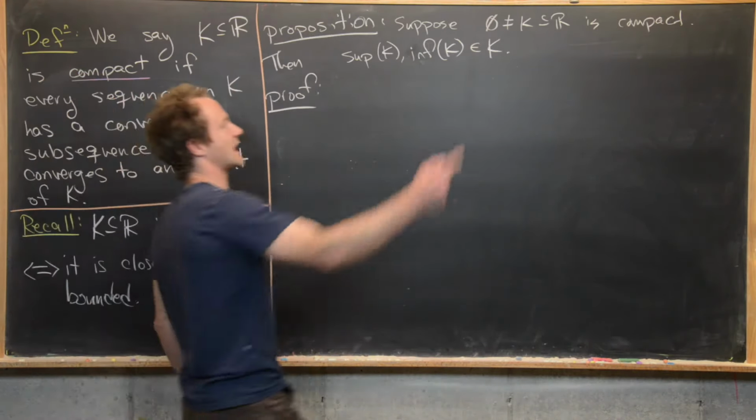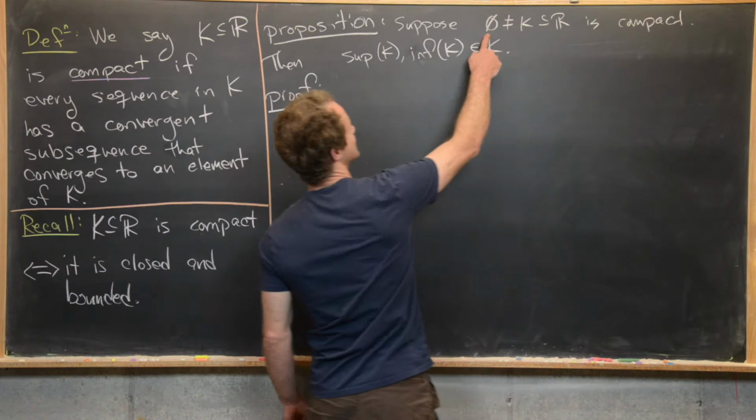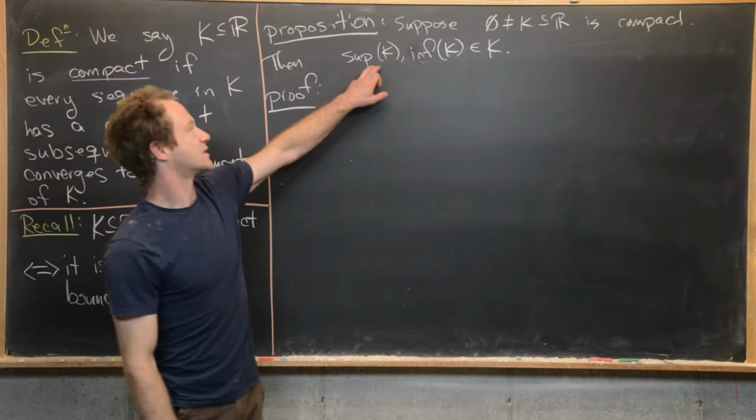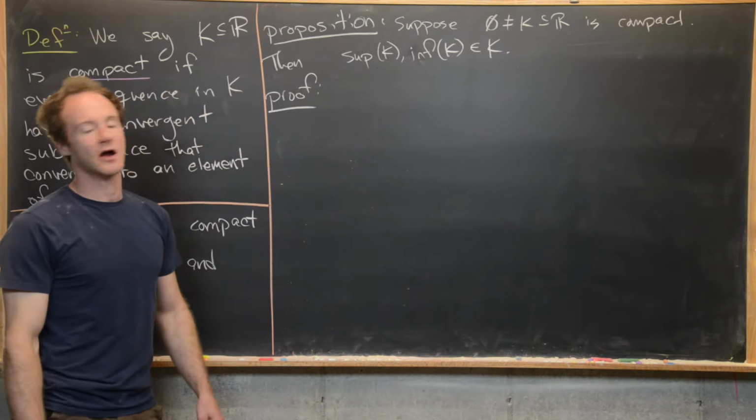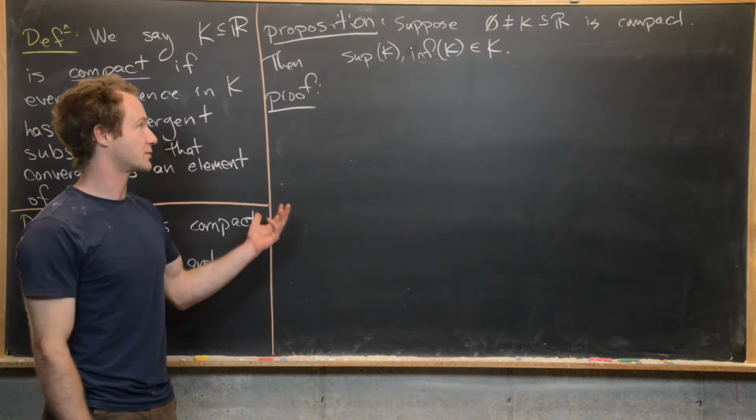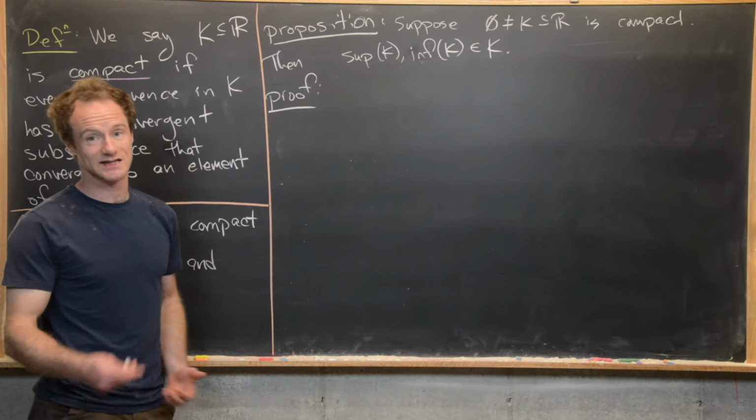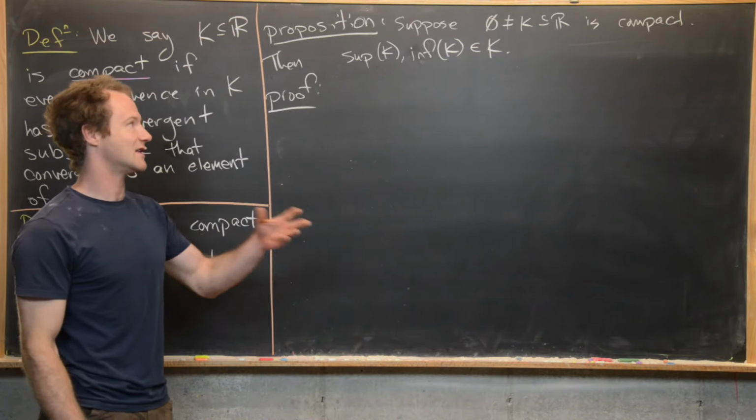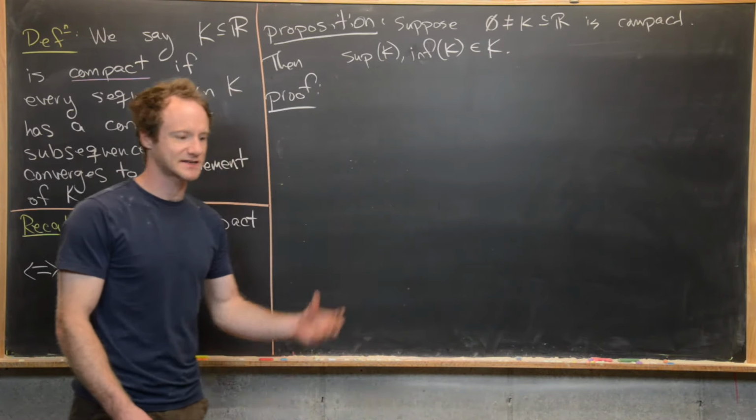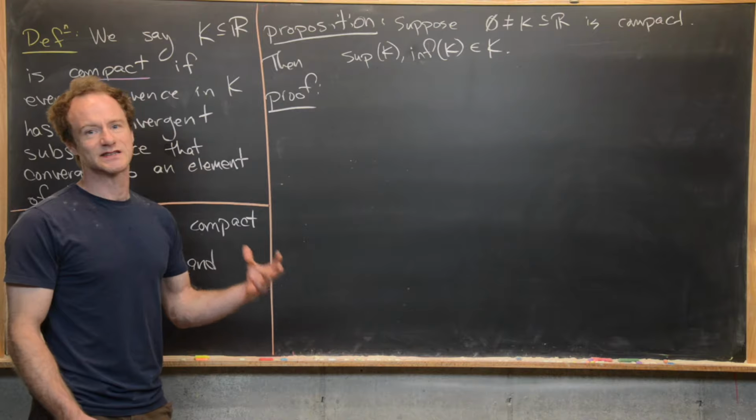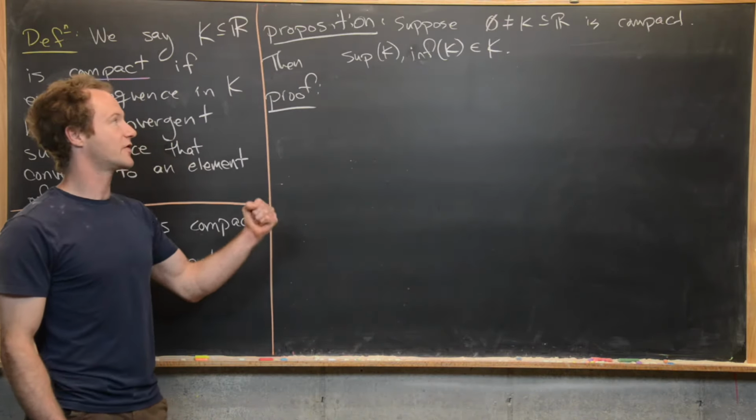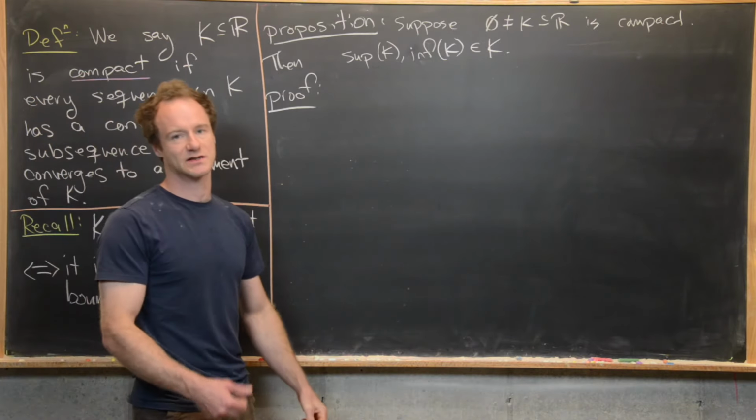We want to suppose that we have K, a subset of real numbers that is non-empty and it is compact, and show that the supremum of K and the infimum of K are elements of K. So baked into this conclusion is that the supremum and the infimum actually exist. So we'll show that they exist and they are elements of the set K, which gives this notion of compactness some sort of nice behavior in that compact sets attain both their least upper bound and their greatest lower bound.